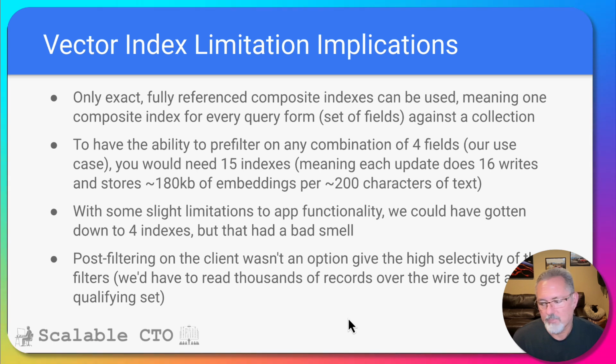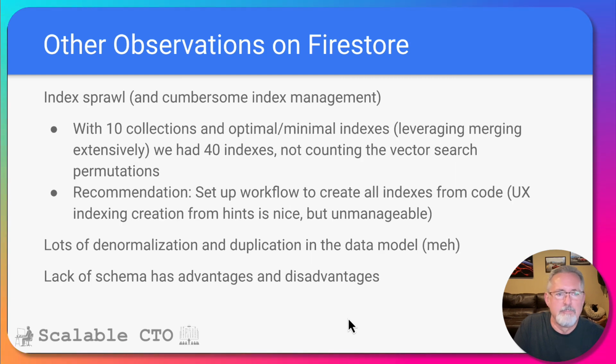So because there's no ability to do this on the server side, there's no sort of table scan or post filter, and because of the limitations on the pre-filtering with these fully specified composite indexes, it just wasn't going to work for our use case. There was no way we could think of to make it work other than to really hamstring the app itself, which didn't seem like a good option.